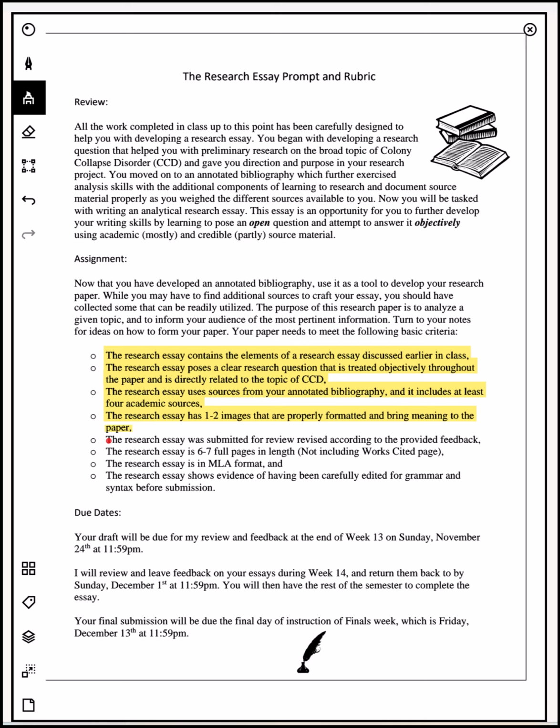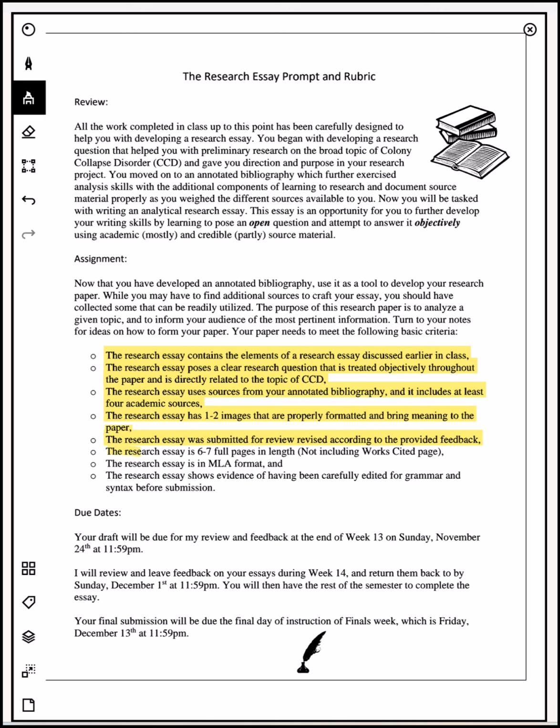So the research essay was submitted for review and revised accordingly to the provided feedback. So I, like with the other 2 assignments, will be taking the time to review your work and then giving it back to you, and I expect you to look at that feedback and respond to it, and I should be able to see the changes in your final draft.